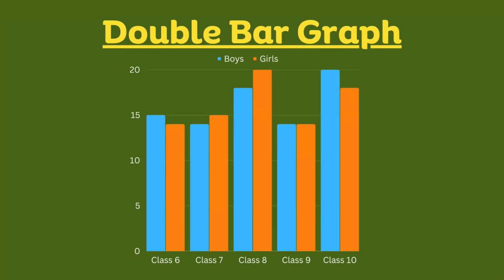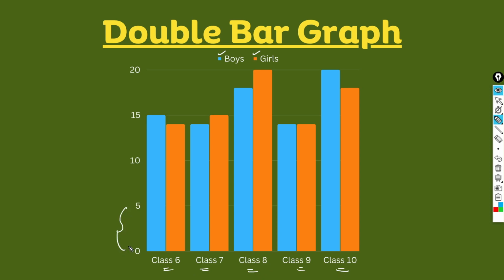Now let us see an example. Let blue color be boys and orange color be girls. There are 5 classes: class 6, class 7, class 8, class 9 and class 10. And here 1 unit is what? 5 students. So this is 5 to 10, here 10 to 15, here 15 to 20. Now in all the classes, we'll see how many boys and how many girls are represented in the bar graph.